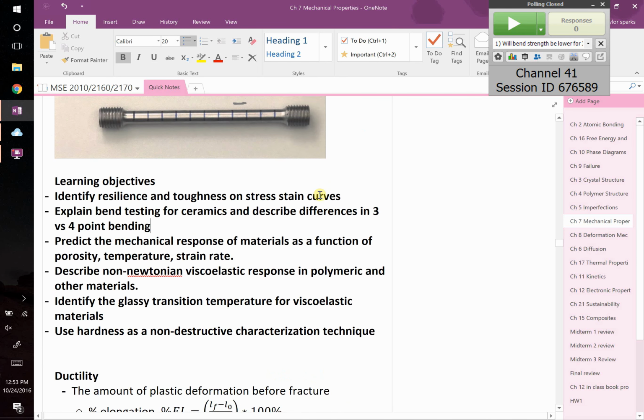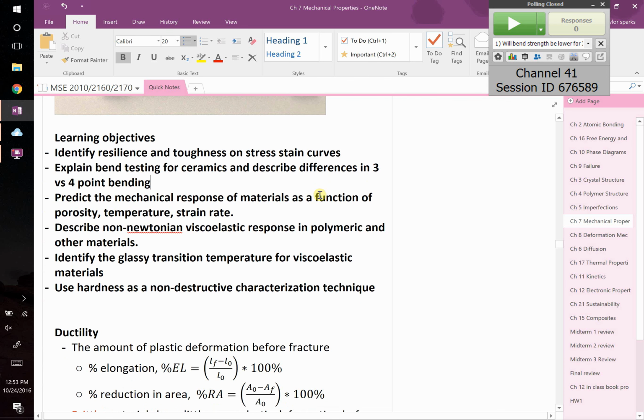So this time we're going to talk about one last thing on these stress versus strain curves, which is resilience and toughness. And then we'll talk about bending, and that's how they test most ceramics, actually: they bend them. We'll talk about what happens if you have porosity, or you change temperature or the strain rate, and how that changes some of these things we've already discussed. And then we'll get into non-Newtonian viscoelastic response, things like rubber or silly putty. Why do they behave the way they do?